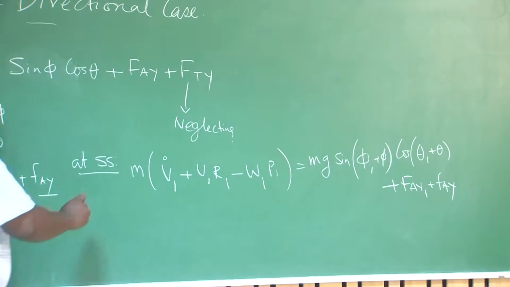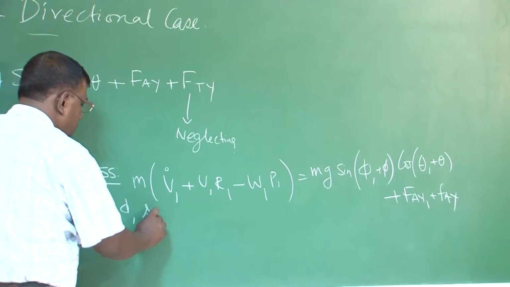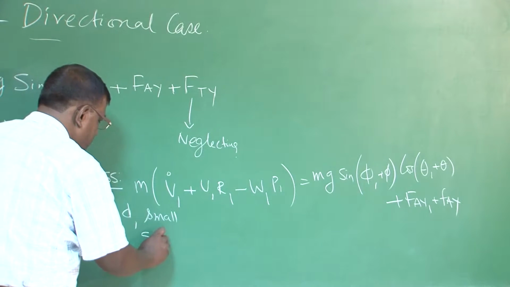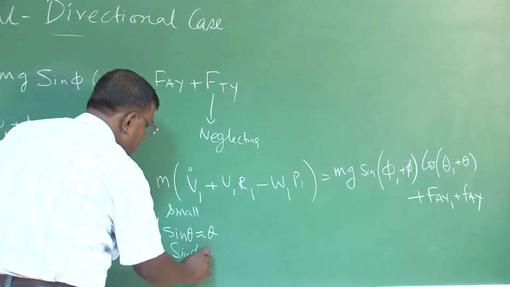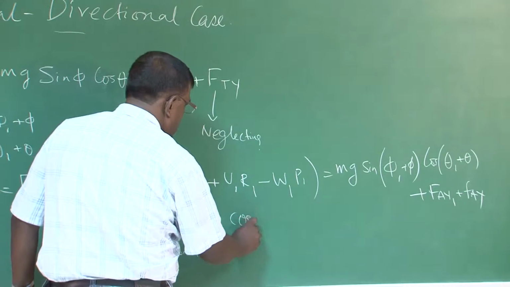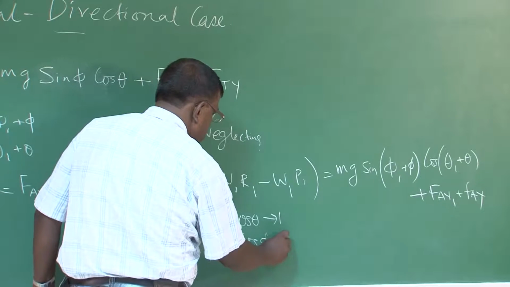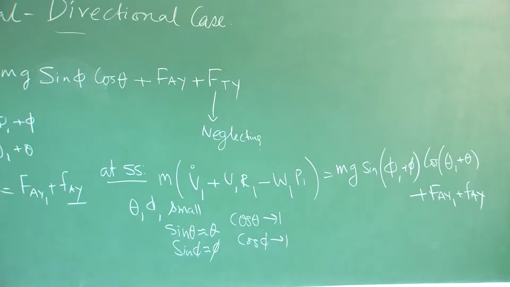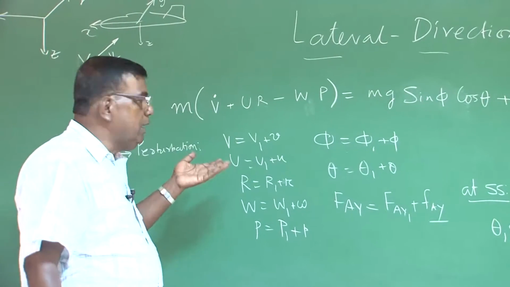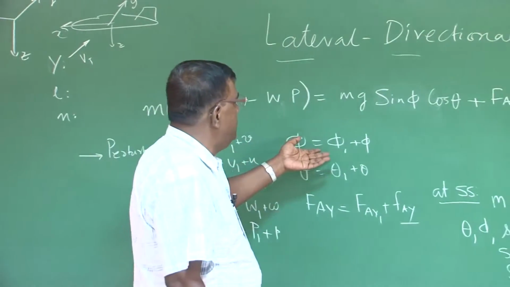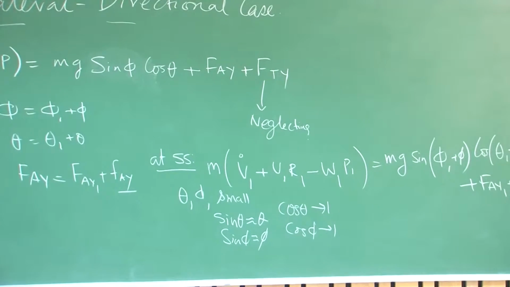And also we know that we are assuming theta, phi, all are small, such that sine of theta is approximately theta, sine of phi approximately phi, and cos of theta goes to 1, cos of phi goes to 1. Nothing new we are doing. So what we will do, we will expand this the way we did it for longitudinal case. We will substitute these conditions and then simplify.